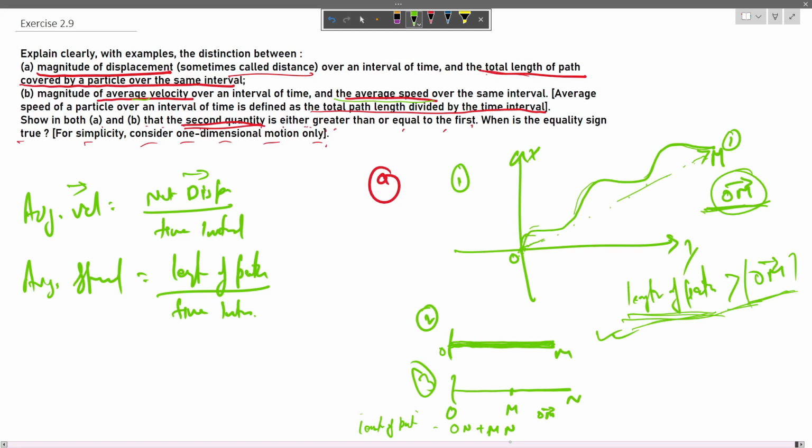In the second case, we saw that the magnitude of displacement is equal to the length of the path. In this case, given the same time interval, we can say that average speed is equal to average velocity. And in the third case we saw that the displacement was less than the length of the path. So again average speed is greater than average velocity.